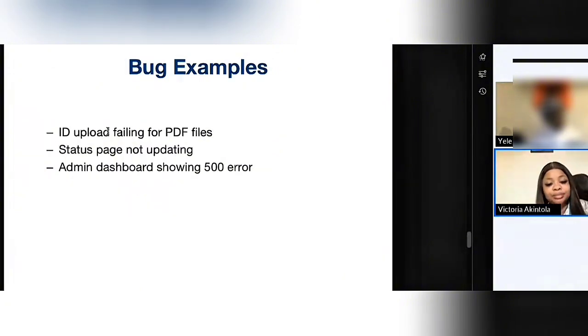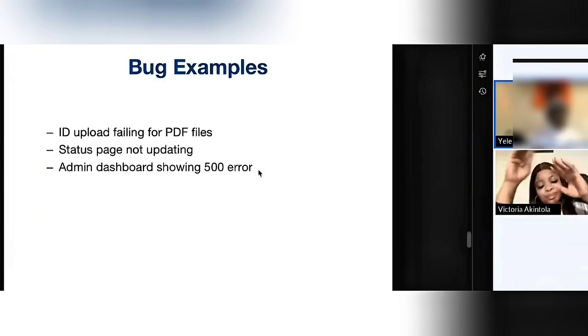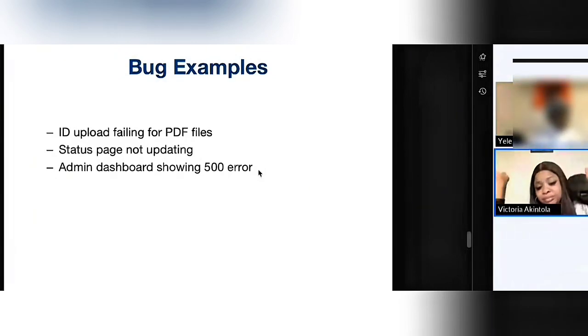Look at the example. You see, admin dashboard is showing 500 error. In development, there's something called a 500 error, but you will start seeing so many kinds of errors. I'm sure you should be familiar with this kind of error. You just hear an error like 500 error, and those are bugs. Status page not updating. Imagine it's one of the things we want to see: we want students to be able to see status changes, status updates. If the status page is not updating, that's a bug. This is what is in our requirements, in our user story, and it's not updating. That's a bug. ID upload failing for PDF files. Imagine people that have PDF files could not upload. That's an error.